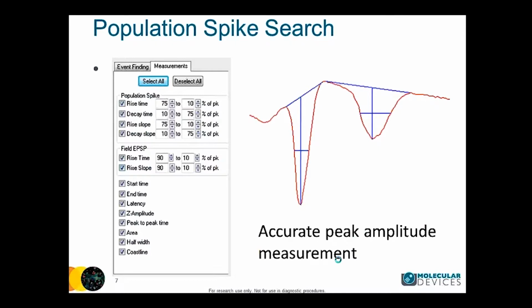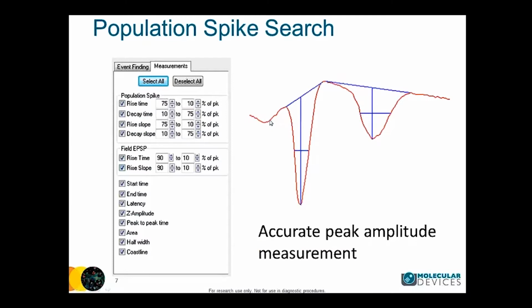Now, in the population spike search, here's what you can measure. The right-hand side just shows you typical, real data of a population spike with multiple peaks. You can see the first peak and the second peak, and this is the fiber volley. What you can measure is the rise time and decay time, as well as the rise slope and decay slope. And sometimes in some population spikes, you may be able to measure this portion of what we call the EPSP.